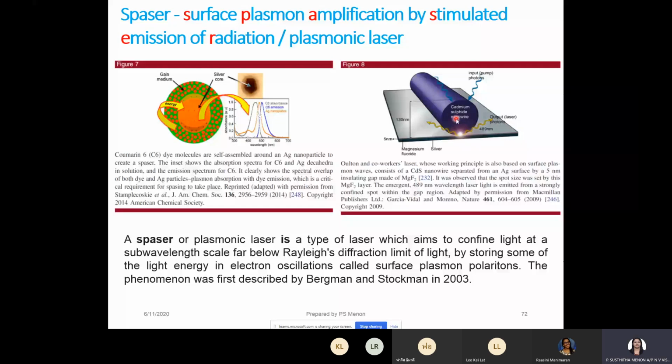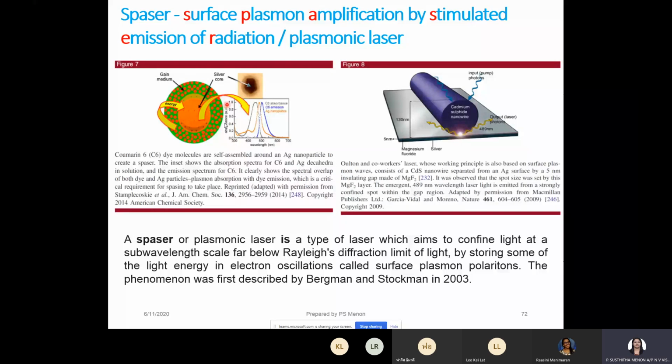And this shows using a dye. So in the middle here, there's a silver, which is the requirement for surface plasmon. There must be a metal. So here's a silver core, and it's surrounded with dye molecules. All right, dye molecules over here.